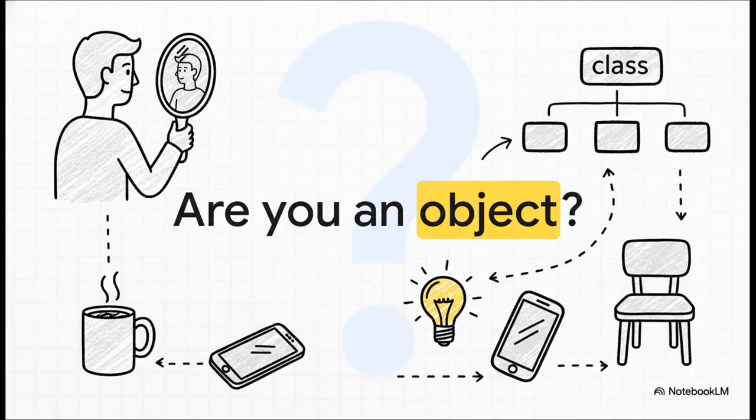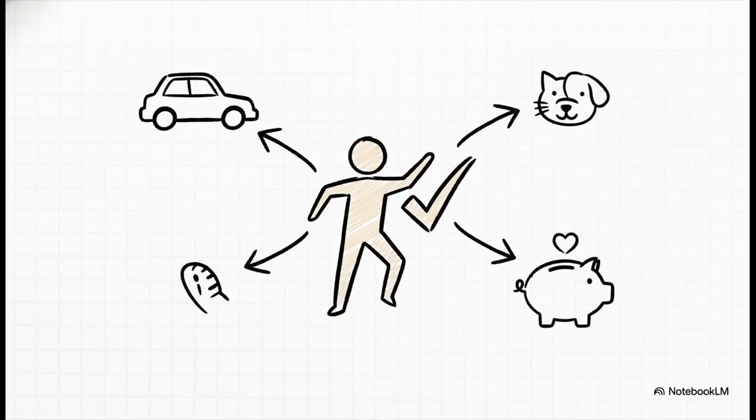So, I want you to do something for me. Just look in a mirror. Or, hey, look at the person next to you and ask yourself, am I an object? It sounds a little strange, I know, but trust me, in the world of programming, the answer is going to surprise you. And the answer is a big, resounding yes. In object-oriented programming, we are all objects.